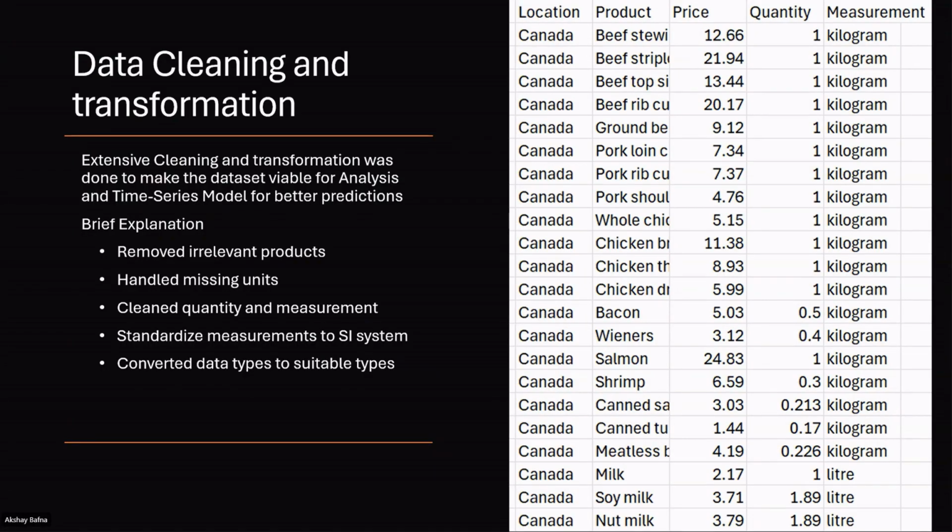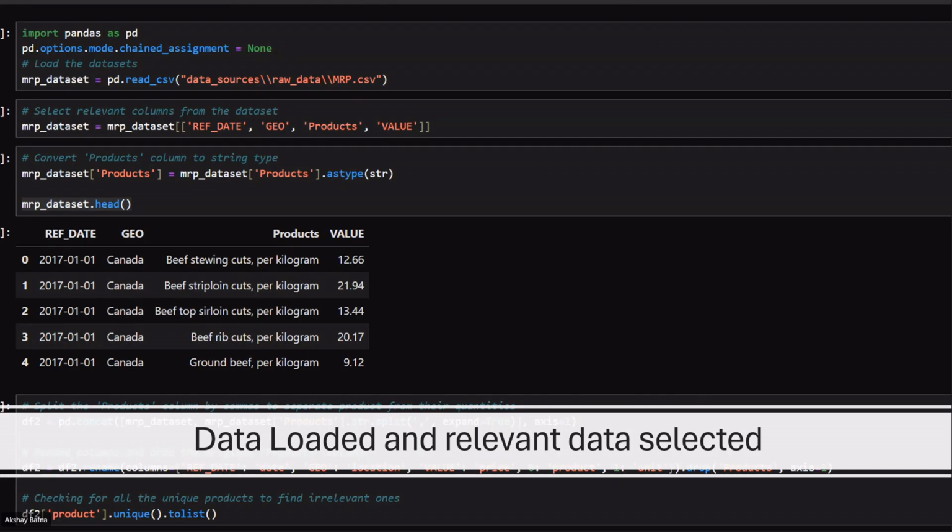Then the data preparation and analysis phase. So this is the data cleaning and transformation which we did. Basically the detail will be explained by my colleague later on. So we have removed the irrelevant products and handled the missing units and so on and so forth. And then the data loading and relevant data selected, as you can see in the code.